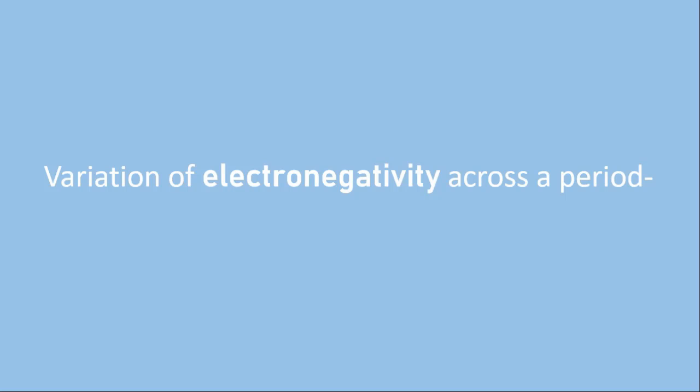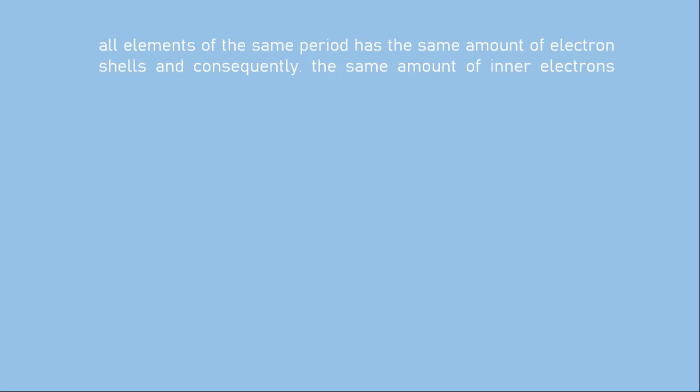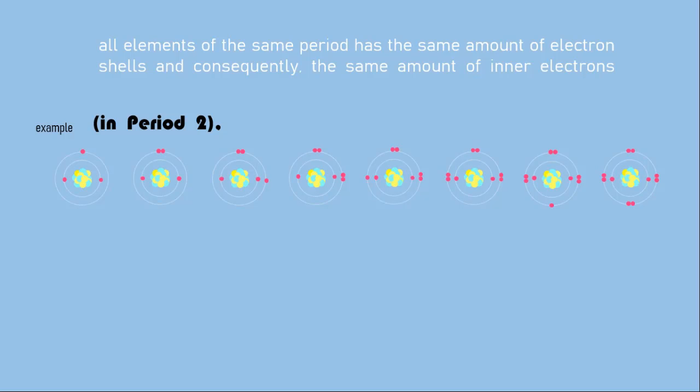Now, looking into the variation in electronegativity of elements across a period, we should readily understand that all elements of the same period have the same amount of electron shells and consequently the same amount of inner electrons. Take for example the elements in period 2. They are all from different groups. They differ in their number of protons and their number of valence electrons.